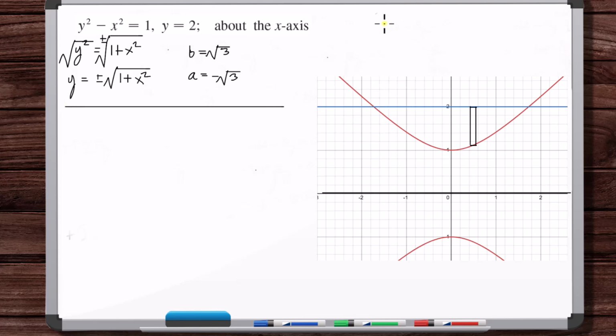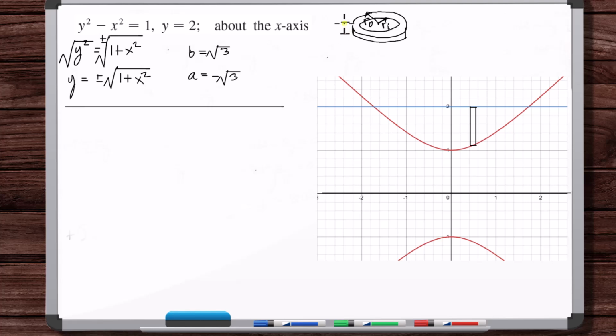So this is the disk washer method. This is the washer method because we're going to have a hole in the middle. A washer has volume, and the way we use it for this formula is, you have R outer, R inner, and then you've got the thickness.